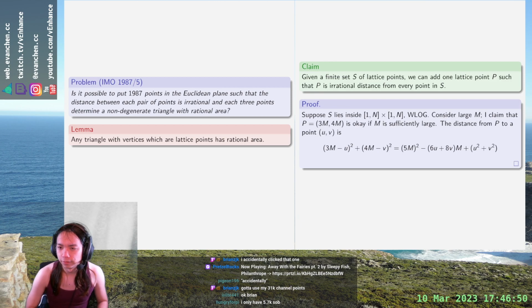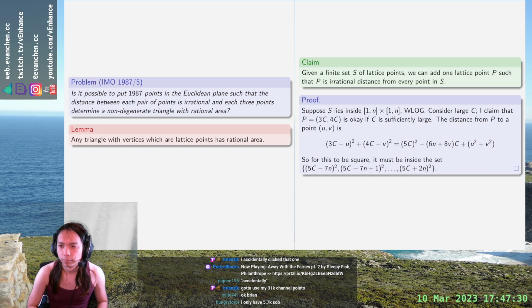C, C, C, C. So for this to be a square, it must be inside the set. Alright, so 6a plus, okay, minus 7n squared, 5c minus 7n plus 1 squared. So this goes all the way up until, let's see, that error term is about 2n squared. So if I just put 2 in here, that's a good enough bound, right? So the square distance, we'll call this d.